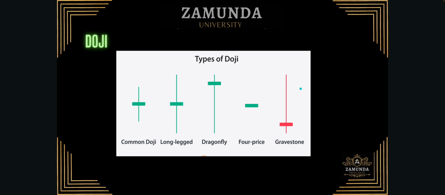A doji is a name for a trading session in which a security has open and closed levels that are virtually equal. Doji candlesticks can look like a cross, inverted cross, or a plus sign. It can also represent indecision, and typically the following candle after a doji determines the direction.